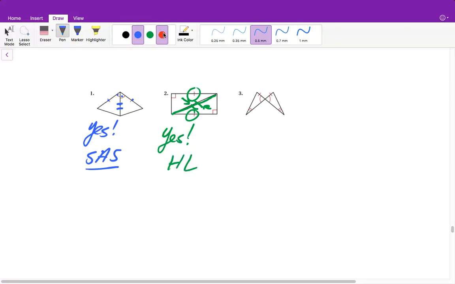And then our last one, we have angle, angle, side, angle, angle, side. This congruent side corresponds, meaning that it's after the same arc mark, it's in the same position. So yes, and it will be angle, angle, side.